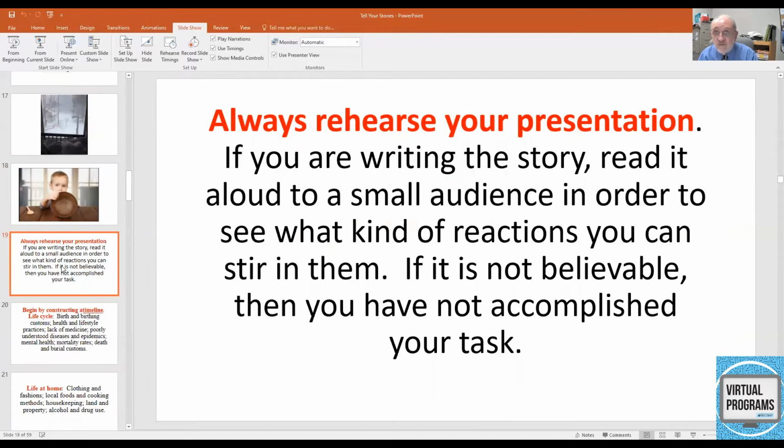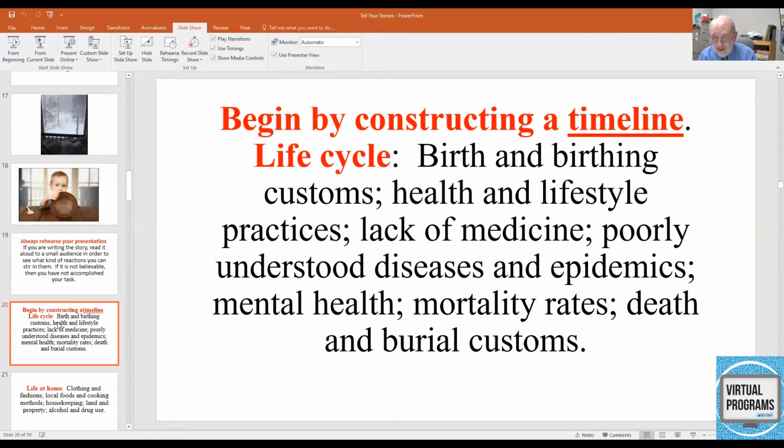Always research your presentation and rehearse it very carefully. If you are writing the story, read it out loud to a small audience in order to see what kind of reactions you can stir in them. If it is not believable, then you have not accomplished your task. Begin by constructing a timeline.